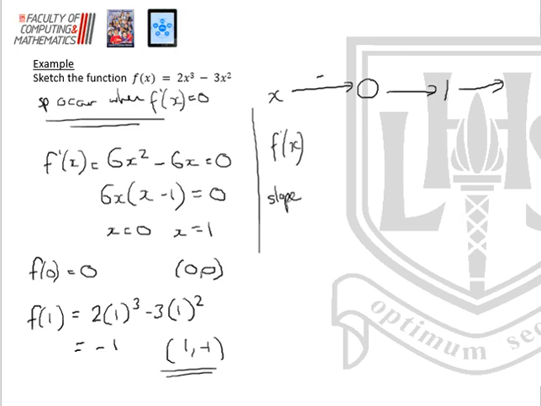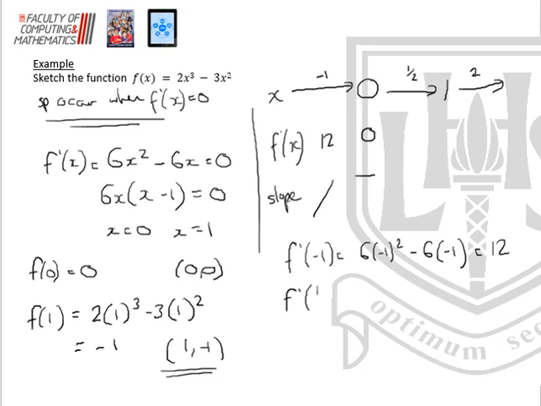Okay, let's pick values. Minus 1 before 0. In between, we're going to have to pick a fraction. Let's pick a half. And leaving 1, let's just pick 2. So f dash negative 1 is 6 times minus 1 squared minus 6 times minus 1. Okay, so that's 6 add 6 is 12. That means it's going up the way there. We know it's 0, it's a stationary point, so it's straight across.